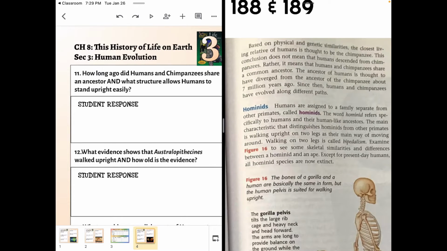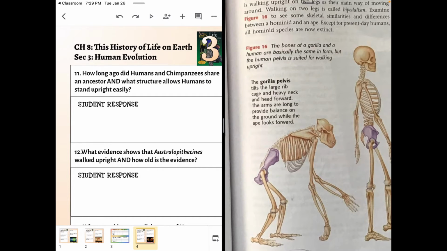And what structure allows us to walk upright where our other primate cousins can't? The picture is really focused on that structure that is in a different shape for us that makes it easy for us to stand up.